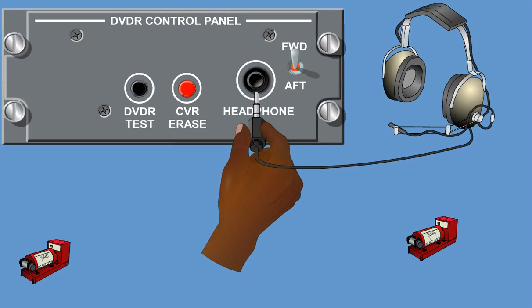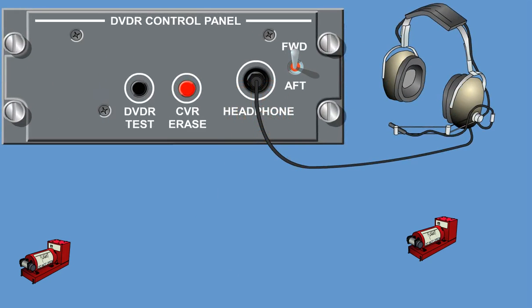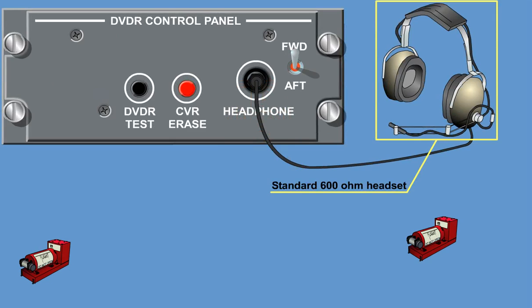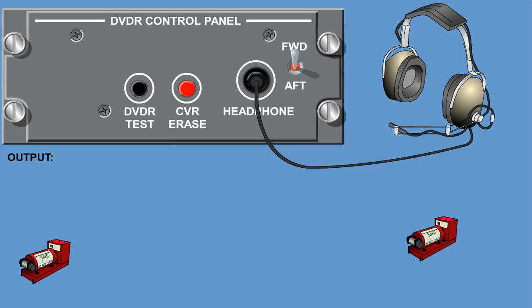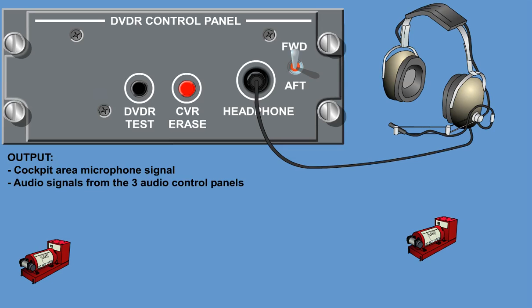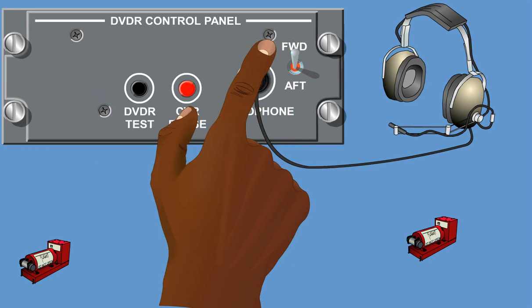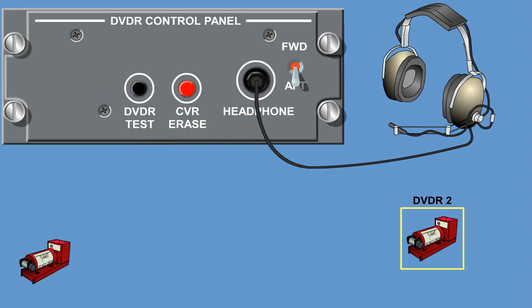The headphone jack on the DVDR control panel, used for cockpit voice recorder audio monitoring, accepts a standard 600 ohm headset plug. The output at this jack is a composite audio signal representing all 4 channels of audio: the cockpit area microphone signal, and audio signals from the 3 audio control panels. Select the forward/aft switch for the required audio source, forward for DVDR1 or aft for DVDR2.